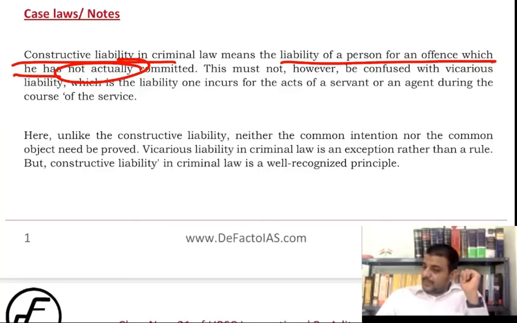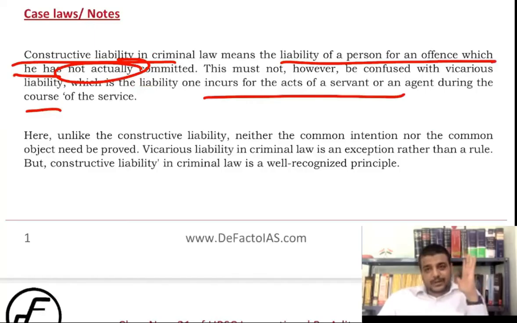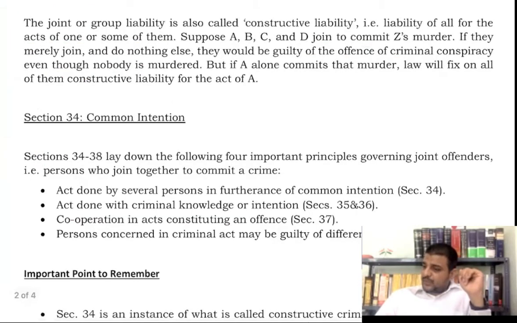Now, it is very different from vicarious liability. That means the liability that you incur when your servant does something wrong. So that vicarious liability is very different, and we do not have to study it. Similarly, I have given you the same thing, also called joint or group liability, constructive liability. I have given you an example here.